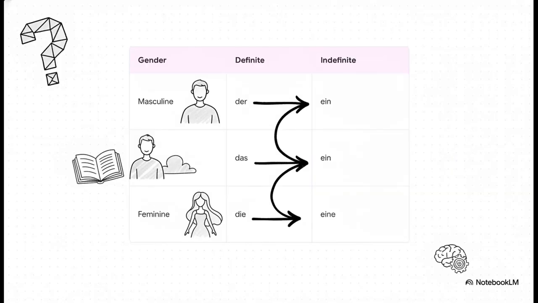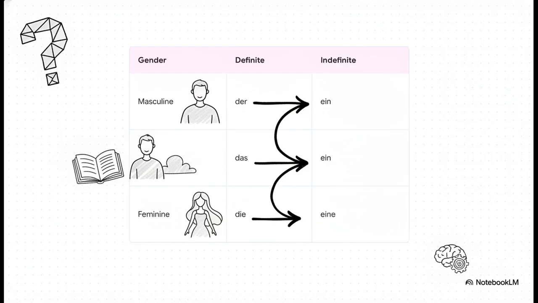Let's jump into Section 2, pattern recognition, the versus a. Okay, so we've tackled definite articles, the word the. Now let's shift gears to indefinite articles like a or an. And I promise you this is a really simple visual pattern, not just more rote memorization. You don't need to invent a whole new trick for this. Just look at how the definite articles map straight across to the German words ein and eine.